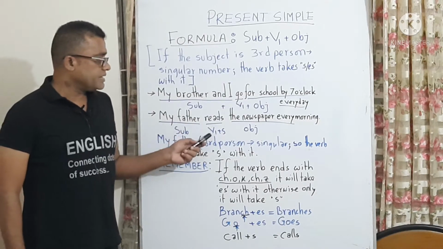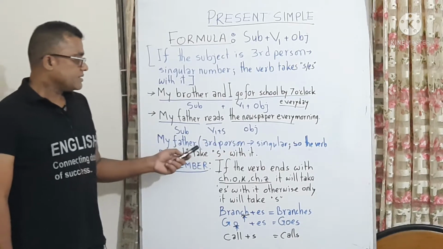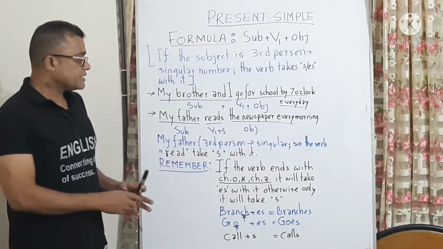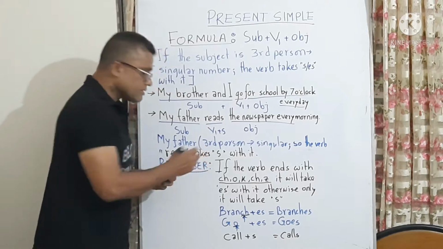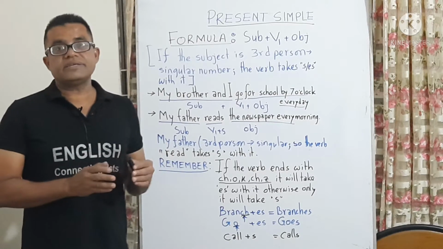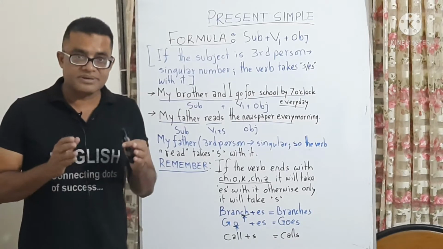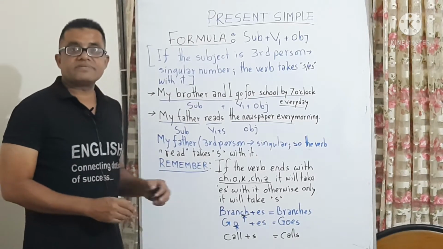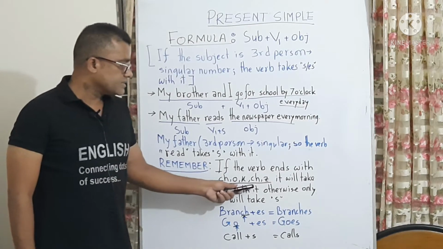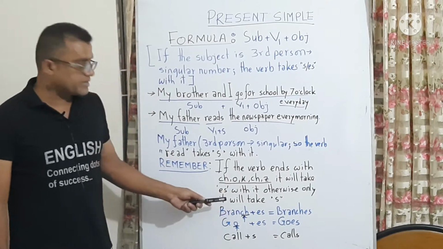Subject my father, read V1, it takes s with it, and the object. My father, this subject is third person singular number. So the verb read takes s with it. So the basic thing is, if the subject is third person singular number, you must add s or es with the verb. Now, you have to remember this portion very carefully. If the verb ends with ch, sh, o, x, or z, it will take es with it. Otherwise, only it will take s.